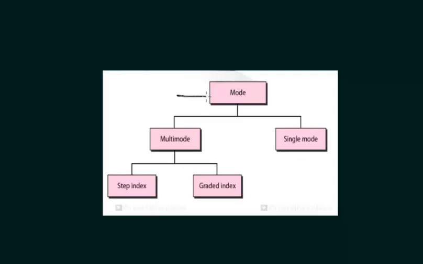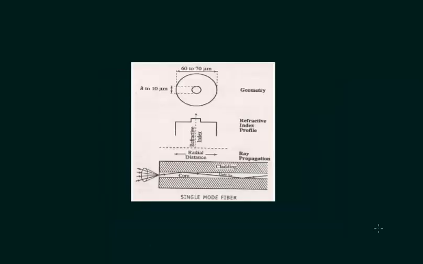So on the basis of their modes of propagation, there are two types, multi-mode and single mode. And inside multi-mode and single mode both, there are two types again based on their geometry or construction, which is step index and graded index. But in case of single mode, we hardly use graded index fiber. So we'll talk about single mode optical fiber simply.